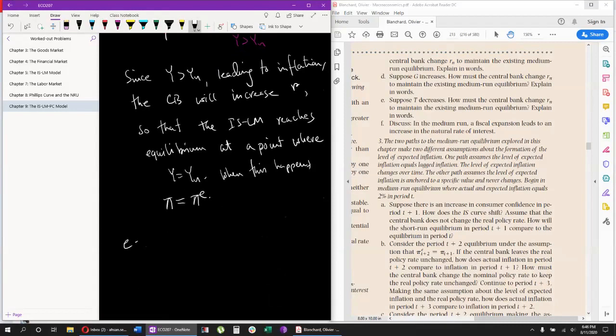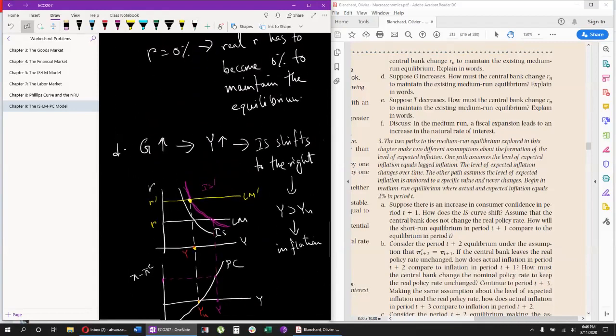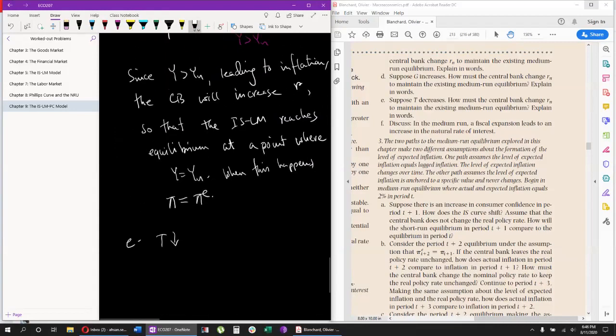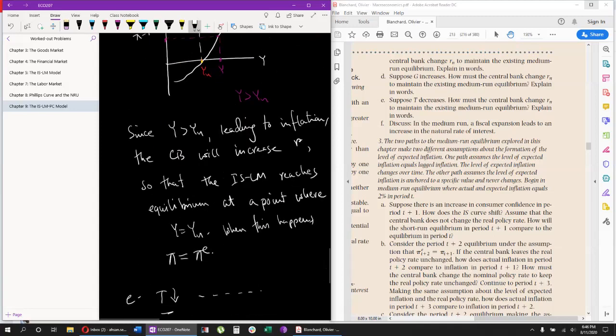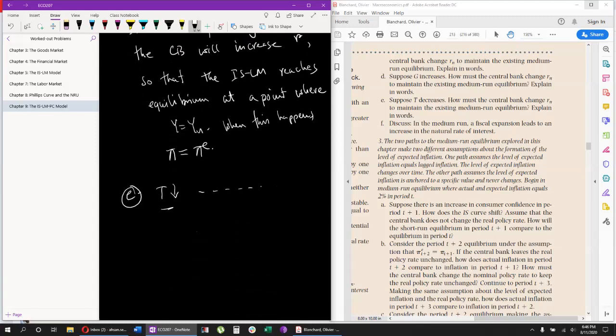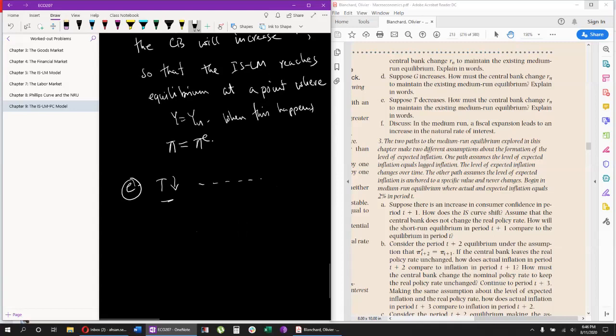Okay, part E. Suppose T decreases. So instead of G increasing, now what happens is T decreases. And so what happens? If you understand part D, you should be able to do part E very easily. So I'm going to leave this for you. It's very simple and very similar to part D. So I'm sure you will be able to do it. Let's take a look at part F.